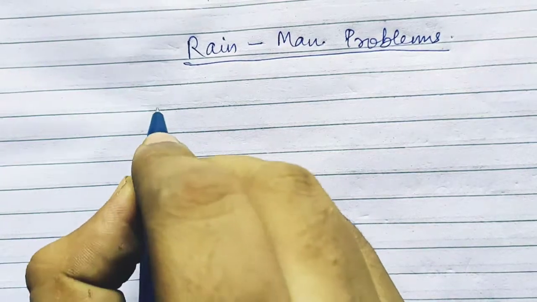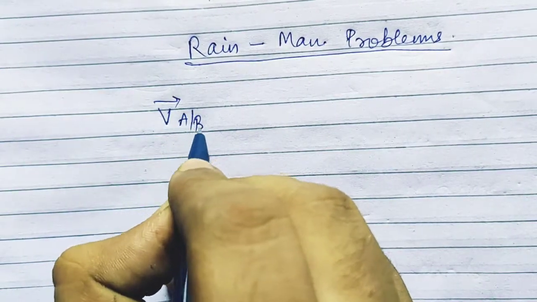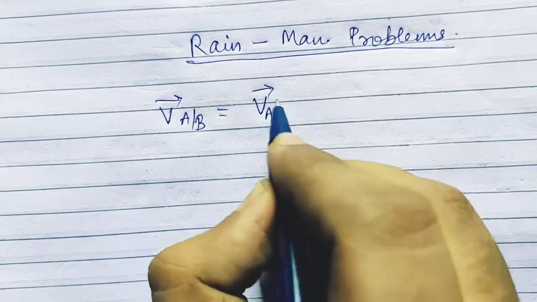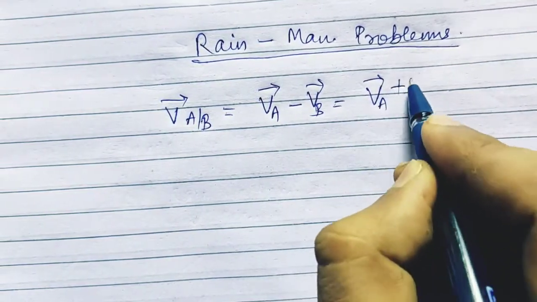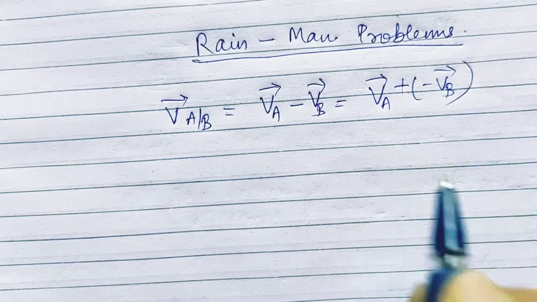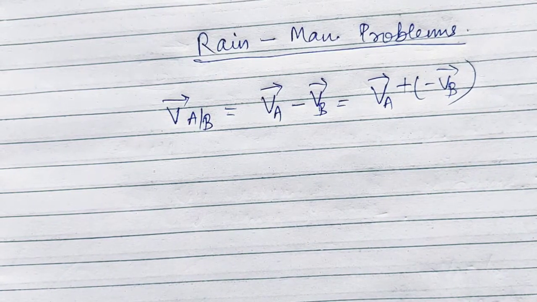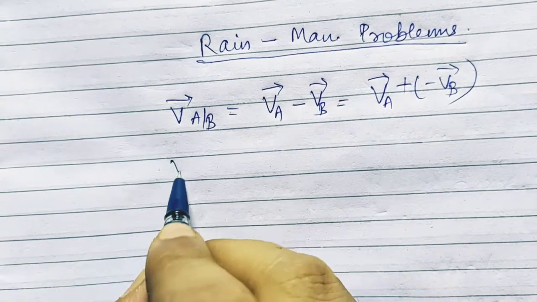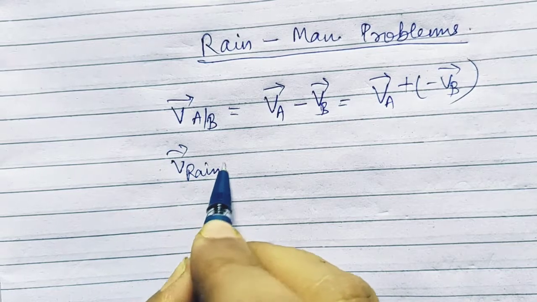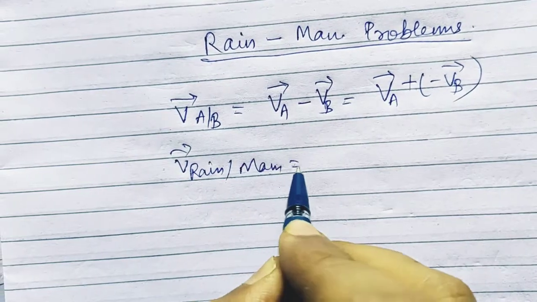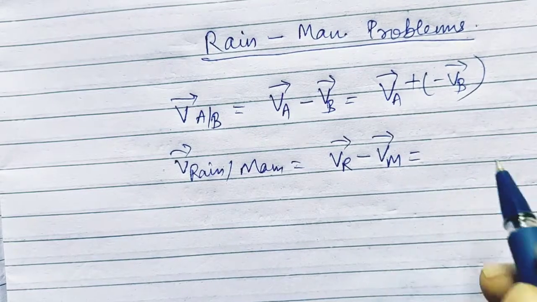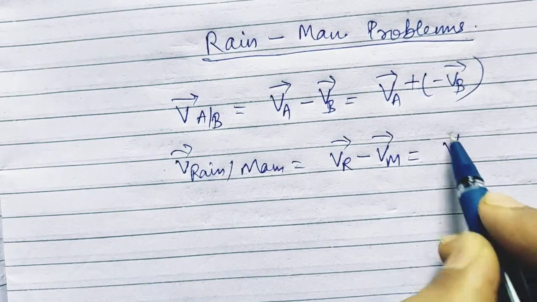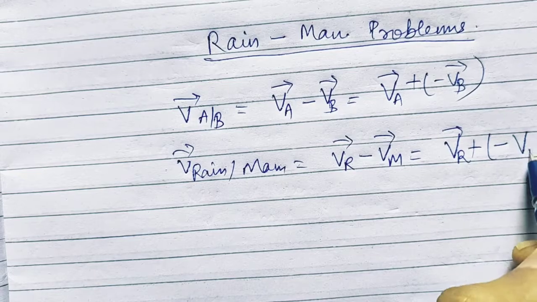The first concept, which is the base of this relative motion, is that you all know that velocity of A with respect to B is VA minus VB. It can be further written as VA vector plus minus of VB vector. Now it can be formulated in the form of rain and man as velocity of rain with respect to man is velocity of rain minus velocity of man. So we can further write it as velocity of rain plus minus of velocity of man.